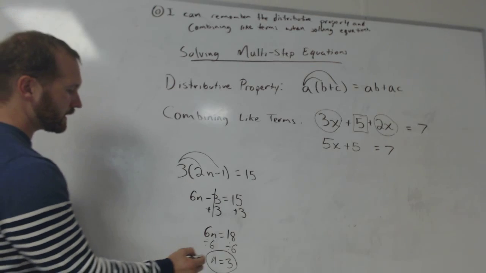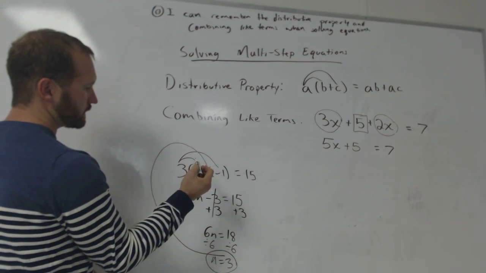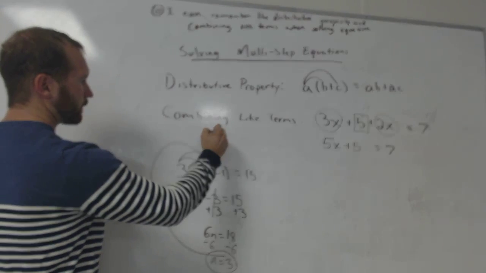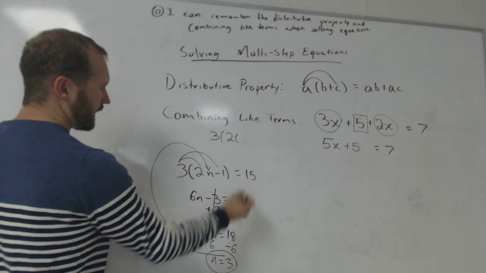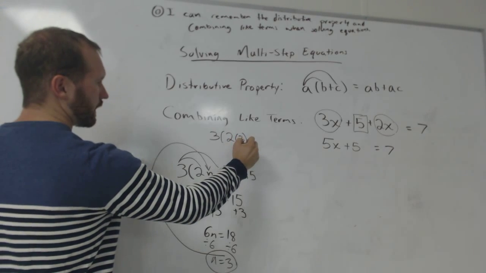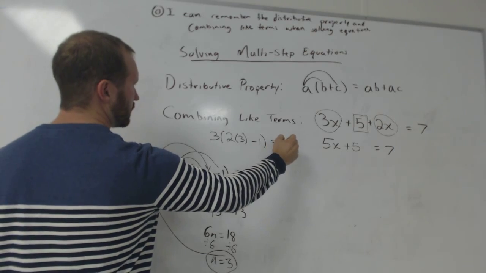If we want, we can test this. I would highly recommend you guys do this, especially on quizzes, by plugging it back in. So if I had 3 times 2, I think that n is 3. So I'm going to write that instead. 2 times 3 minus 1 equals 15.